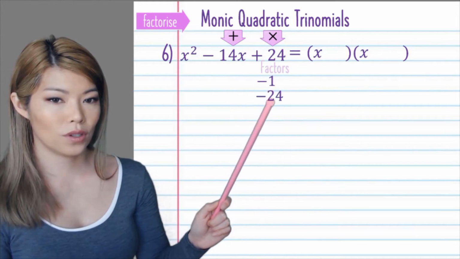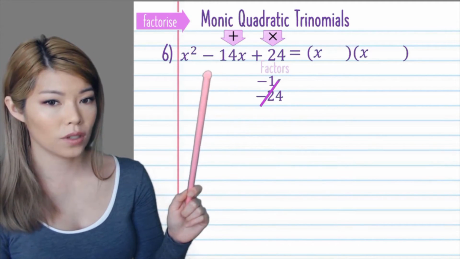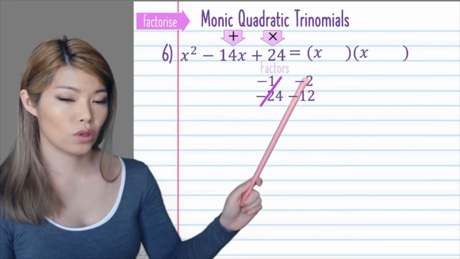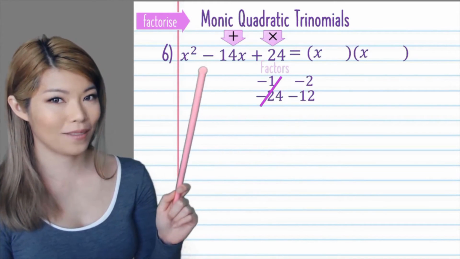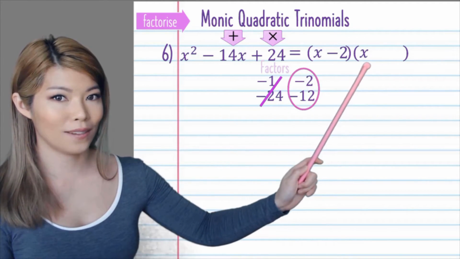So let's think of two factors. Minus 1 and minus 24 would give us minus 25. So that's too big, or too negative. So we'd go negative 2 times negative 12. That does give us negative 14. So our two factors are negative 2 and negative 12.